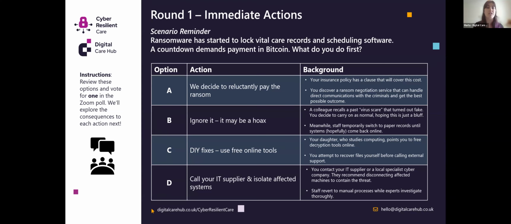Option A, you decide to reluctantly pay the ransom. Your insurance policy has a clause that will cover this cost. You discover a ransom negotiation service that can handle direct communication with the criminals and get the best possible outcome.